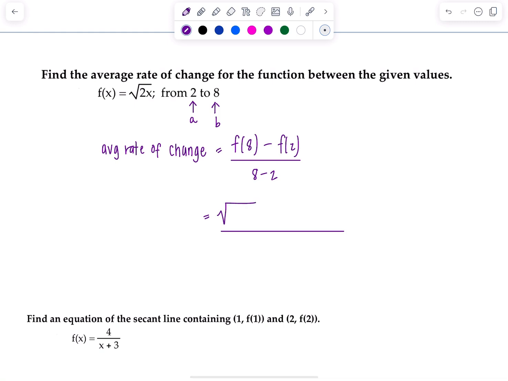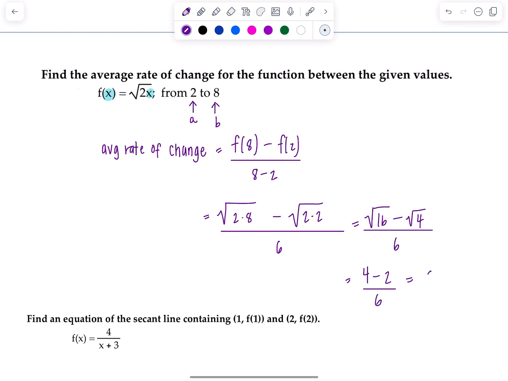So f of 8 is going to be square root of, just substitute in 8 for x right there, 2 times 8, minus square root f of 2 is 2 times 2, over 8 minus 2, that's 6. So let's clean up a wee bit more. This is rad 16 minus rad 4 over 6. Rad 16 is 4. Rad 4 is 2 over 6. So 4 minus 2, I have 2 over 6, and this simplifies to 1/3. That's it. In this particular problem, they didn't ask us to do anything else, so we're done. Move on with your life.